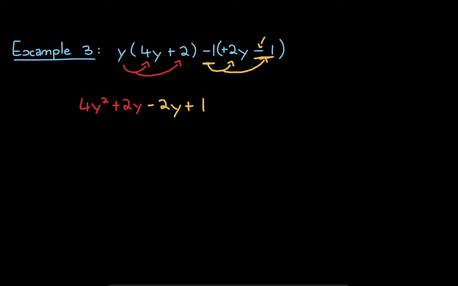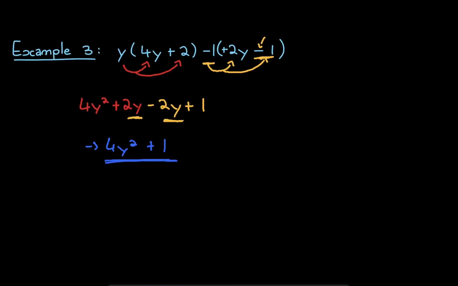1 plus 1. Now we take like terms, and this equation can be simplified. So we take the like terms, in this case 2y and negative 2y, and we simplify. What you would get as your final answer would be 4y squared. 2y minus 2y will give you 0, and then you're left with plus 1. So your answer is 4y squared plus 1.